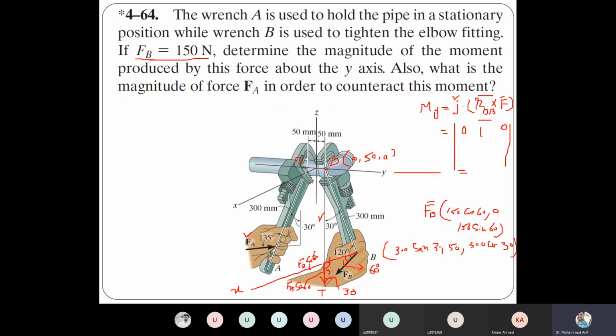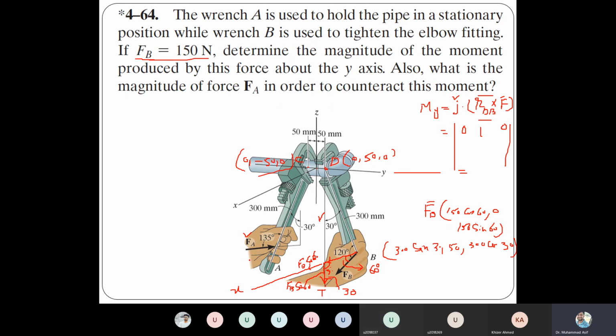Similarly, for the other force F, you can apply the same formula. You can get the coordinates of C. What are the coordinates of C? 0, negative 50, 0. Yeah, right. 0, negative 50, and 0.